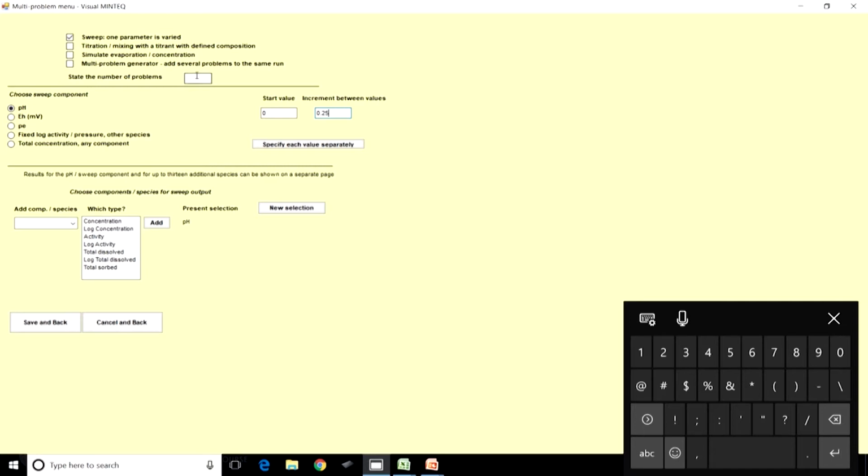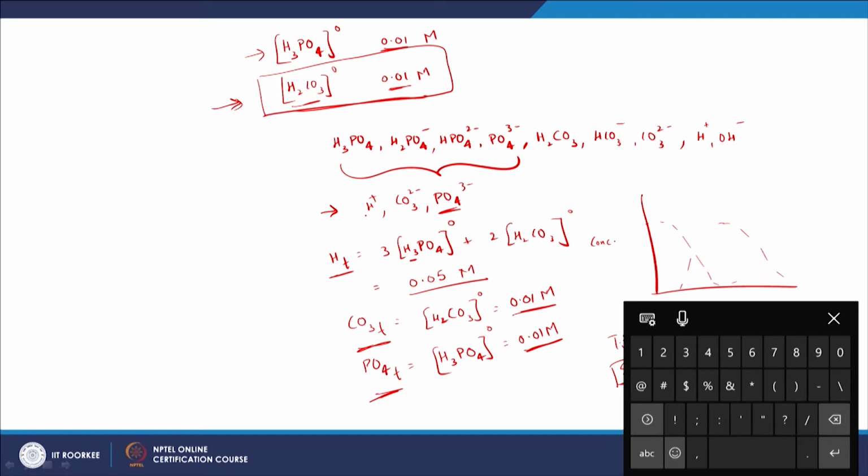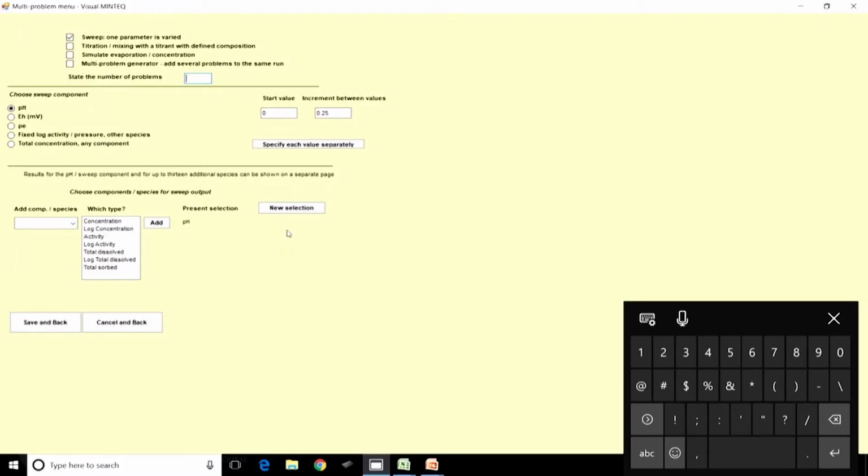So I need to calculate the number of problems. Let's just try to do a minor calculation here. Let's say 0.25, meaning there are going to be 4 per pH, 4 into 14, 40 plus 14, 56, and that should also include your 0. So 57 iterations, I guess, right? So, number of problems I am stating that as 57 to go from pH 0 to pH 14 with an increment of 0.25 each time.